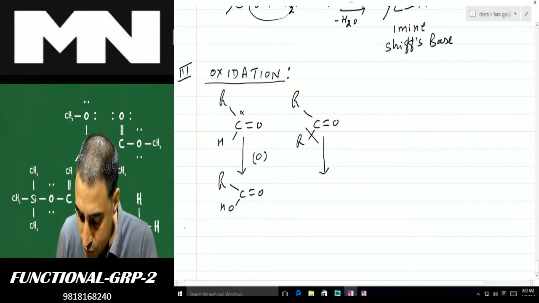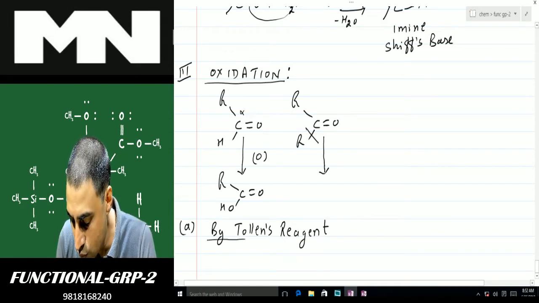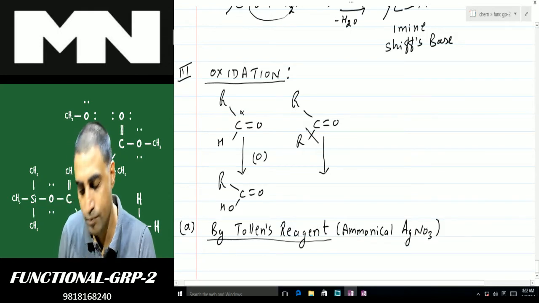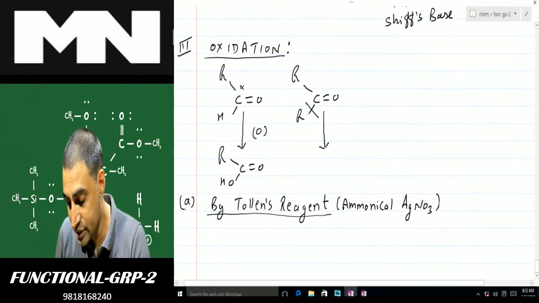First, I will tell you oxidation by Tollens reagent. Well, when I am saying Tollens reagent, what is Tollens reagent? It is actually ammoniacal silver nitrate solution. It is ammoniacal AgNO3. Now let us have a look at the reaction.